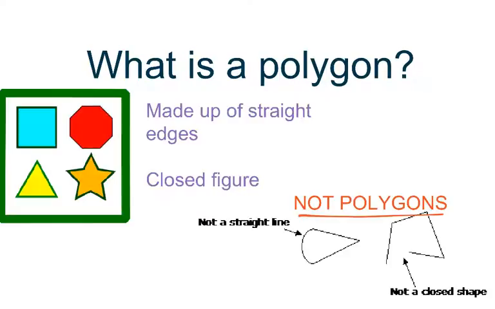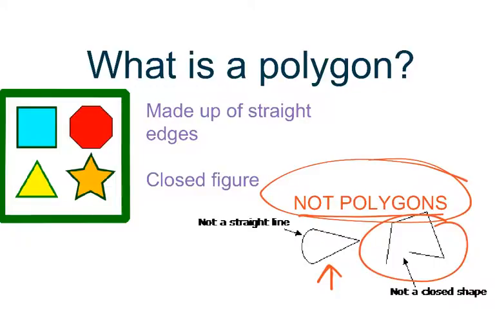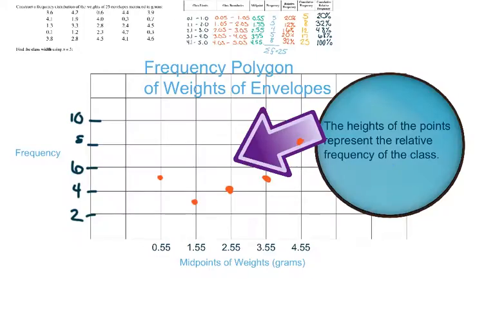What is a polygon? Well, if you remember from geometry, it was made up of straight edges and it was a closed figure. So an example of a figure that is not a polygon is this cone-shaped figure. It's not a straight line, so it's not considered a polygon. And this one is not a closed shape. Now, there are more characteristics that go into a polygon, but I'm not really concerned about them. These are the 2 that you want to remember because this is going to help you remember all of the key features of a frequency polygon.